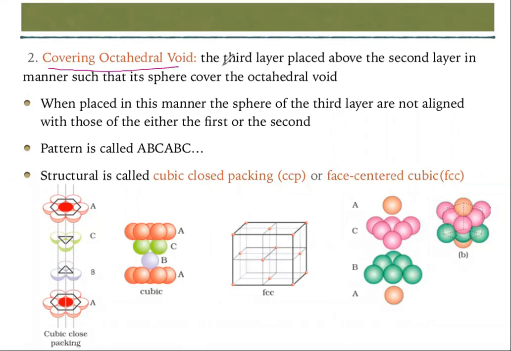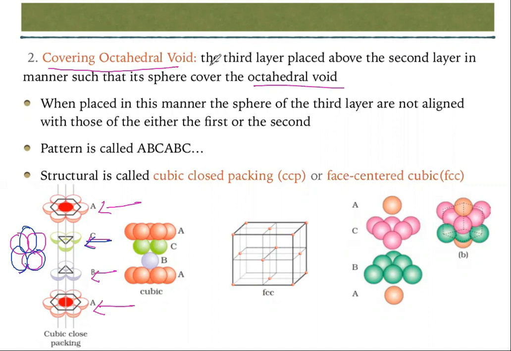Covering the octahedral void. The third layer is placed above the second layer in such a manner that the spheres cover the octahedral void. In this type of packing, the first layer and the fourth layer are equal. The third layer is placed over the second layer, covering the octahedral void. So how can you generate an octahedral void? Putting the atoms like this. This is 3 atoms, and another 3 atoms will be like this. This is nothing but your octahedral void. So the third layer is placed on the octahedral void.